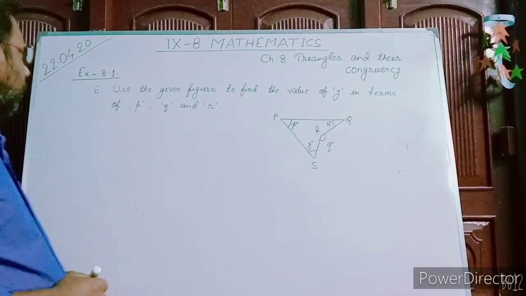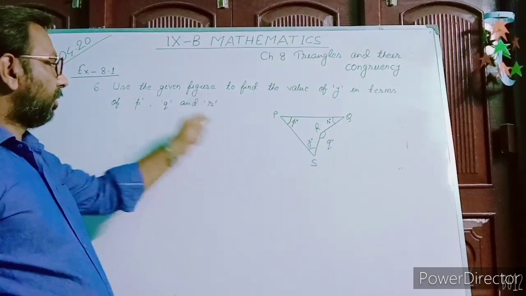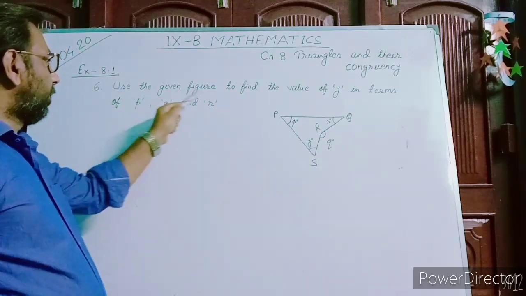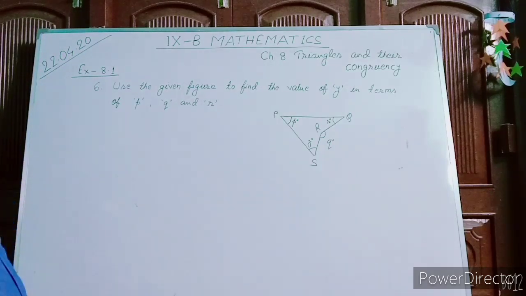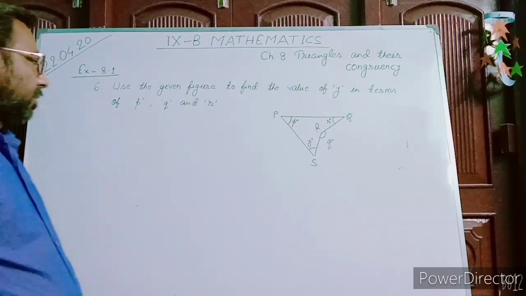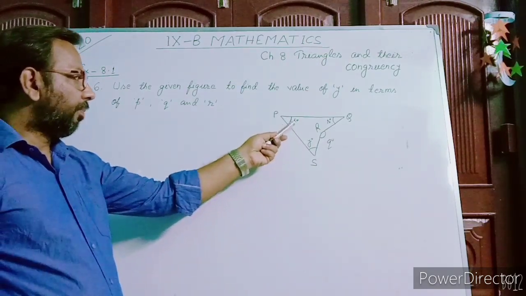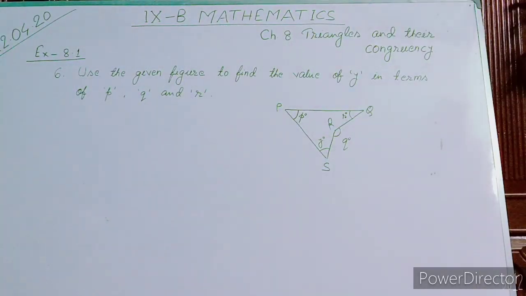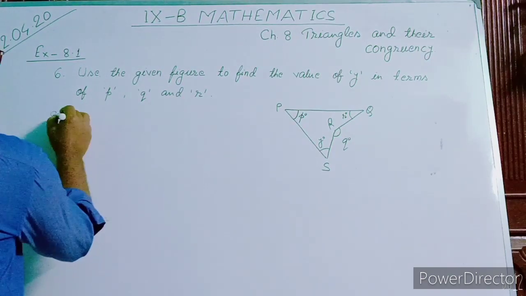In question number 6, use the given figure. This is the figure. Use the given figure to find the value of y in terms of p, q and r. The explanation of this question is, what will be the value of y in terms of p, q and r? Y equal to how much? So, solution of this question.